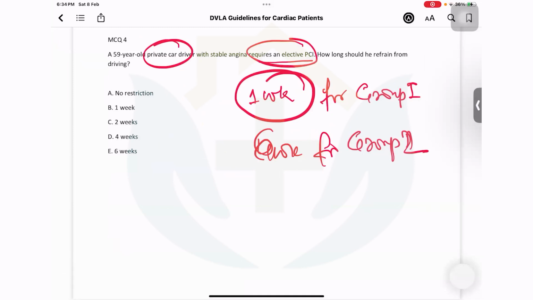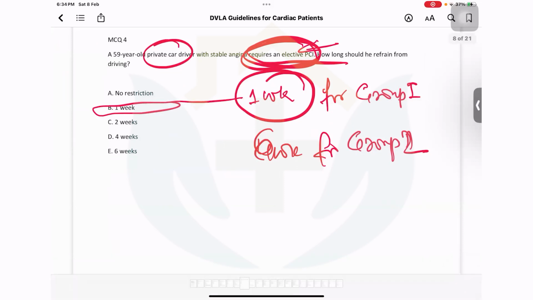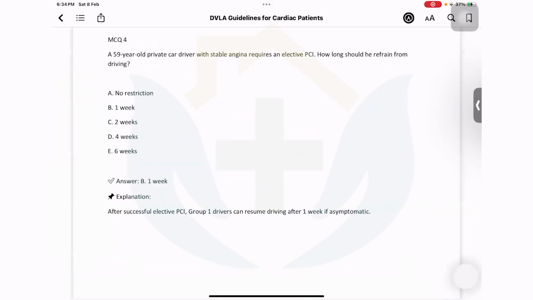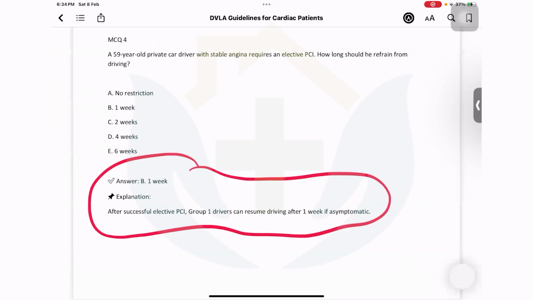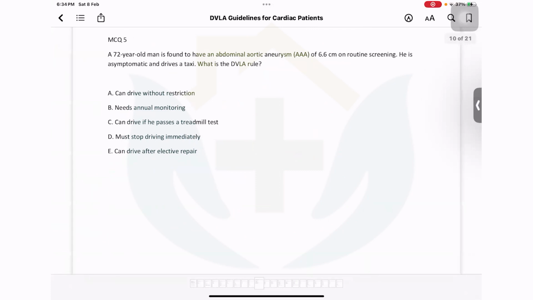One week. Angioplasty has been done for the patient. Yes sir, elective PCI. How long? One week. So after successful elective PCI, driving can resume after 1 week.